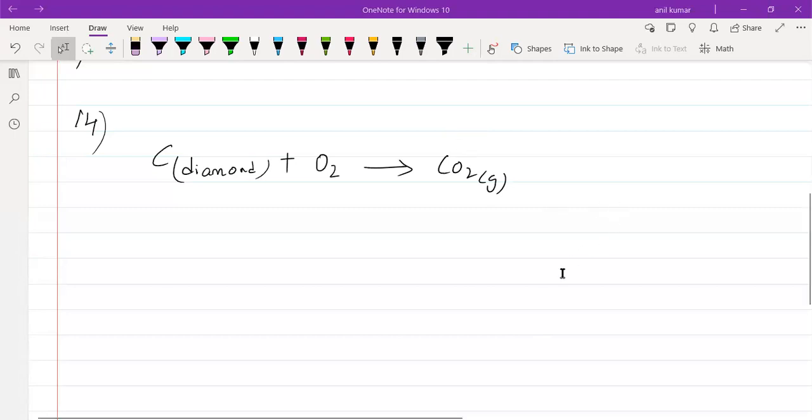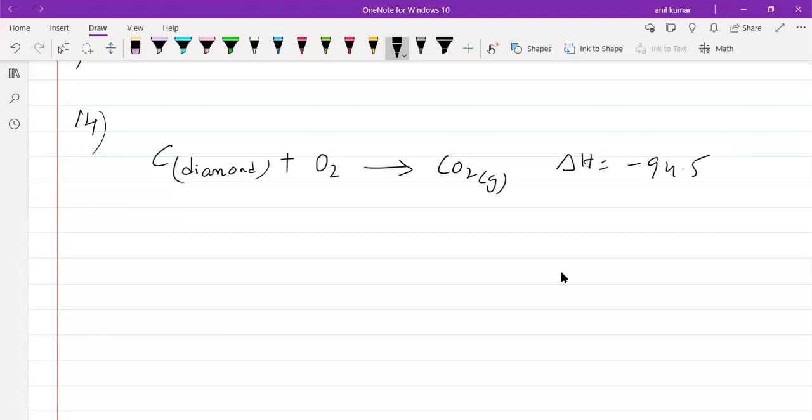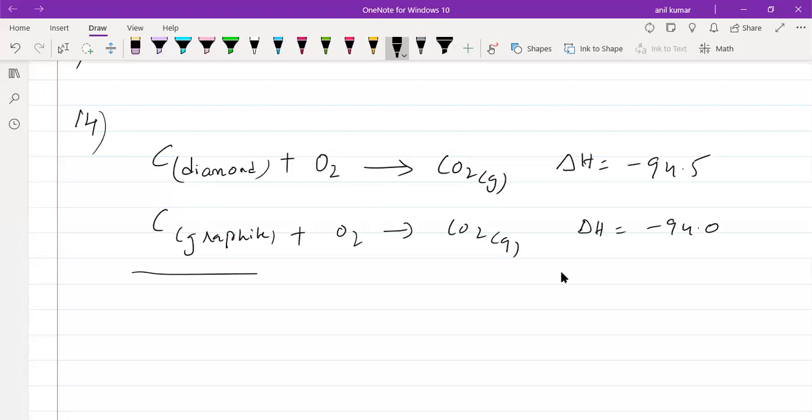Carbon diamond plus O2 gives rise to CO2. Delta H for this one is how much? Delta H is equal to minus 94.5. Next, carbon graphite plus O2 gives rise to CO2. Change in enthalpy for this one is minus 94.0. So now what you have to do, you subtract, students.